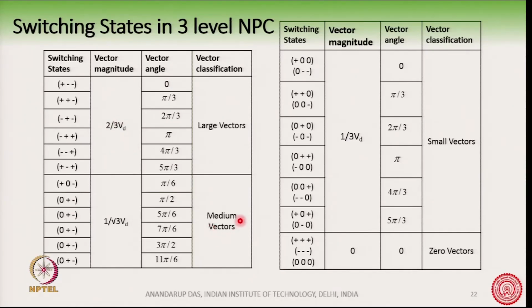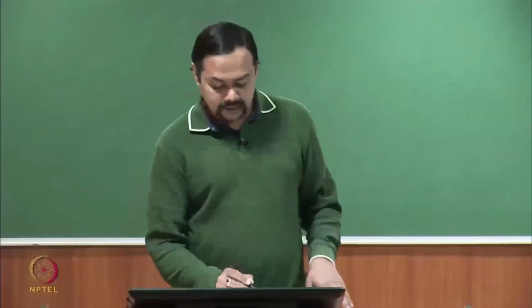Next, we have the medium vectors. There are 6 large vectors, and similarly we have 6 medium vectors. Their magnitude is 1 by root 3 Vd, that is 0.577 Vd, whereas 2/3 Vd means 0.66 Vd, and they are also displaced by 60 degree. However, from the large vectors they are displaced by 30 degrees. These vectors sit on the sides of the outer hexagon.